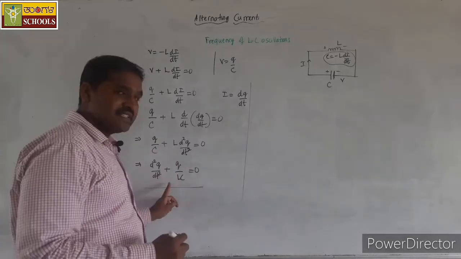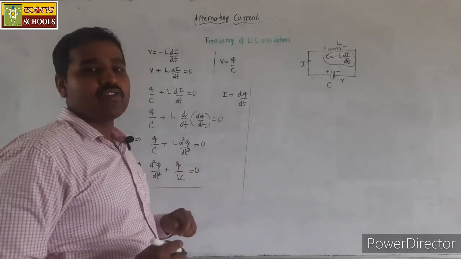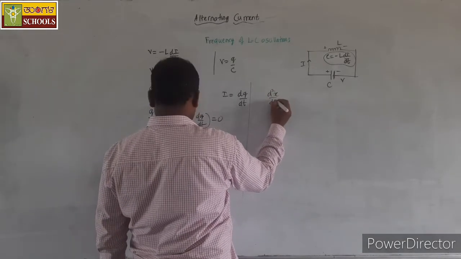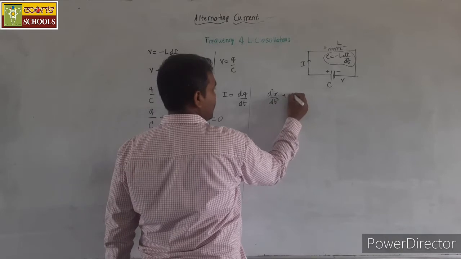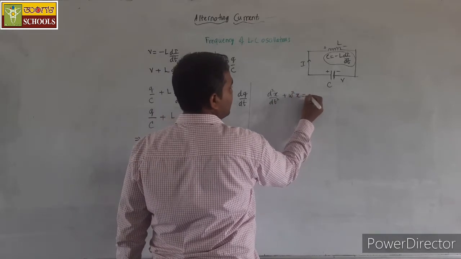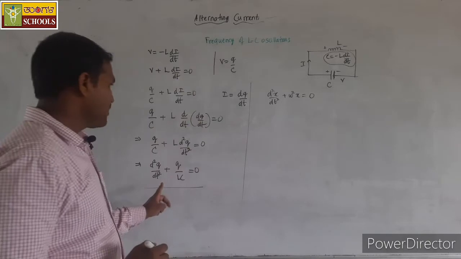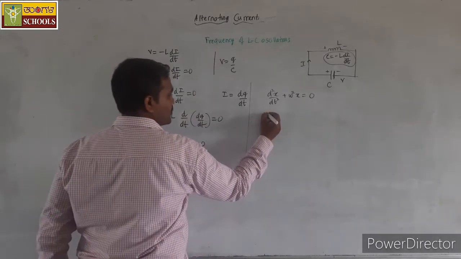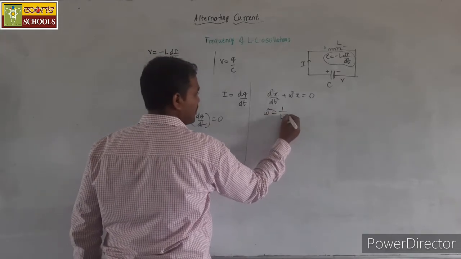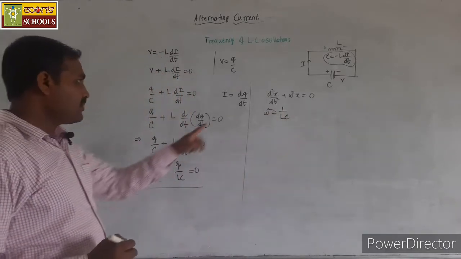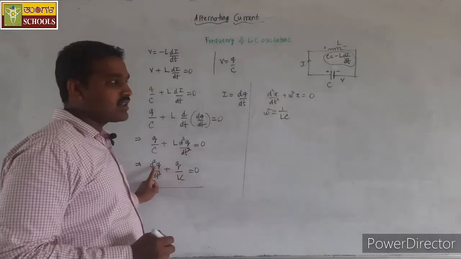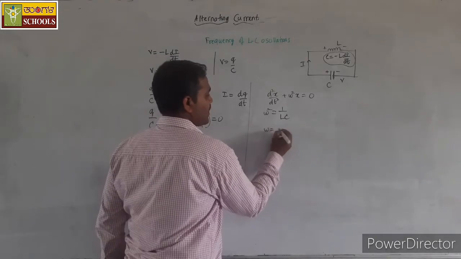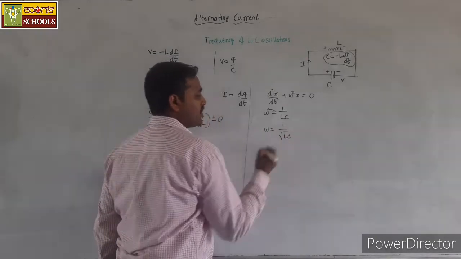Okay, this equation can be compared with the standard equation of a simple harmonic motion, that is d square x divided by dt square plus omega square into x is equal to 0. By comparing these two equations, we can write omega square is equal to what? Omega square I can write as 1 divided by LC. In place of x, here we have charge q. Then by this I can write omega is equal to 1 divided by square root of LC.